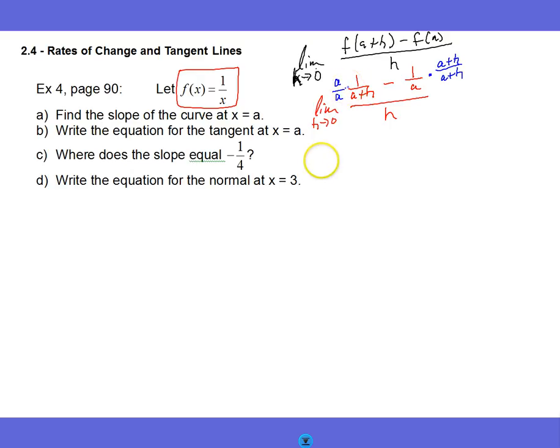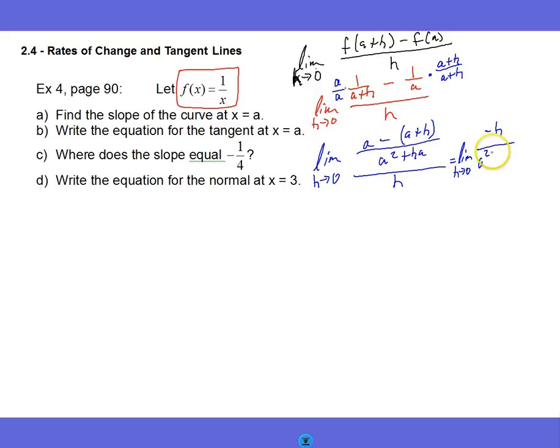And what I end up with here is now the limit as h approaches 0 of a minus the quantity a plus h, all over a squared plus a h, all over h. I take a moment here. Again, this is just the limit as h goes to 0. A minus a is going to be nothing but the negative h. It's going to be negative h all over a squared plus a h times 1 over h.